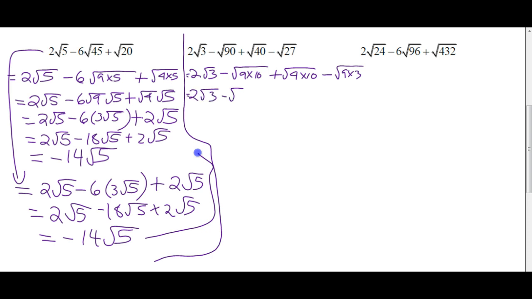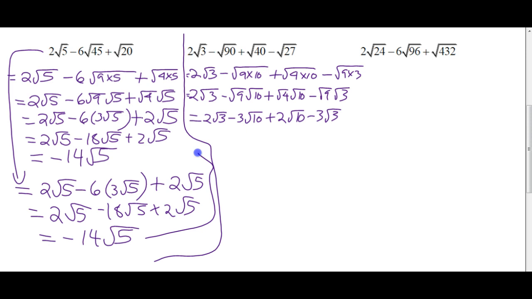So we got 2 root 3 minus root 9 root 10 plus root 4 root 10 minus root 9 root 3. And again, some of you might just go to what I'm now going to write as the next line, and that's perfectly fine. So some of you may show this, and some of you might go straight to this line. 2 root 3 minus 3 root 10 plus 2 root 10 minus 3 root 3. So it is acceptable in a solution, determine, show your work, to go from the original question to the last line I just wrote.